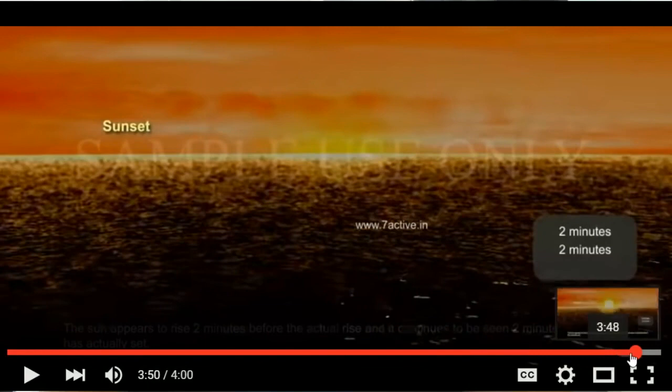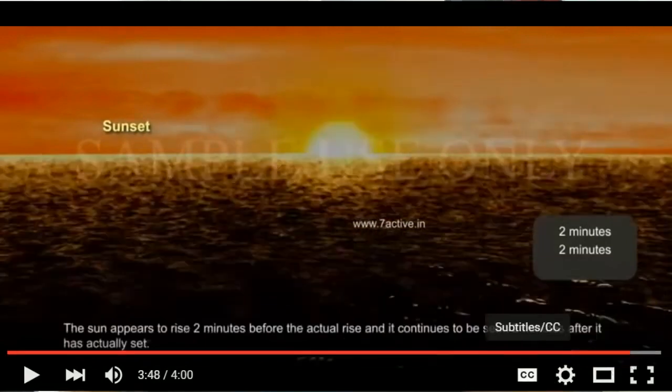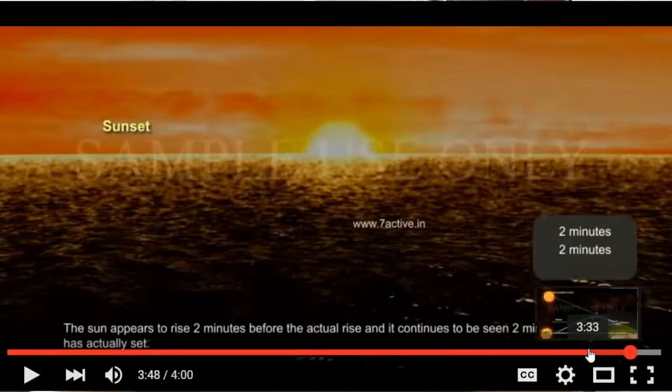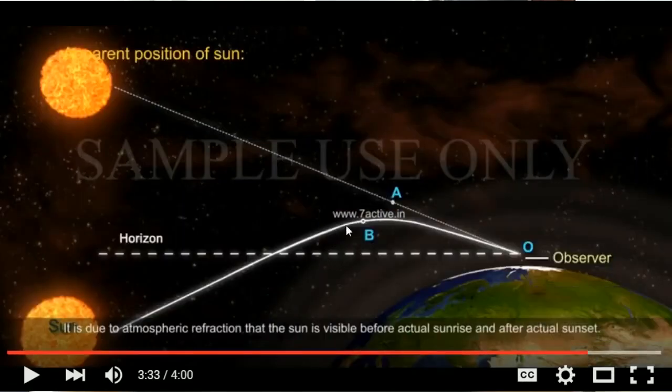This guy's saying that the sun appears to rise 2 minutes before the actual rise and continues to be seen 2 minutes after it has actually set. On a convex planet with the warm air bending up away from you, not toward you, this is in direct violation of what they say is happening here, okay? It should not be bending down toward the Earth. It should be bending up away from the Earth.